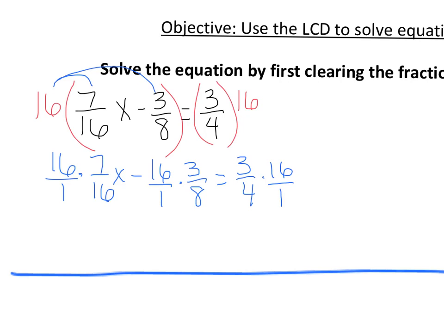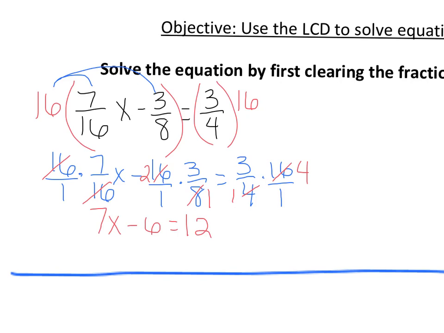Okay, now I have a lot of fractions to start simplifying. If I look at that very first term on the left hand side, I notice I have a 16, I have a 16. They're going to divide out, and the only thing I'm left with is 7x. My next fraction, I notice that I can divide out an 8 from both of those numbers, and I get negative 2 times 3, which gives me a minus 6. And on the right hand side of the equal sign, I can divide out a 4, so I end up with 3 times 4, which gives me 12.